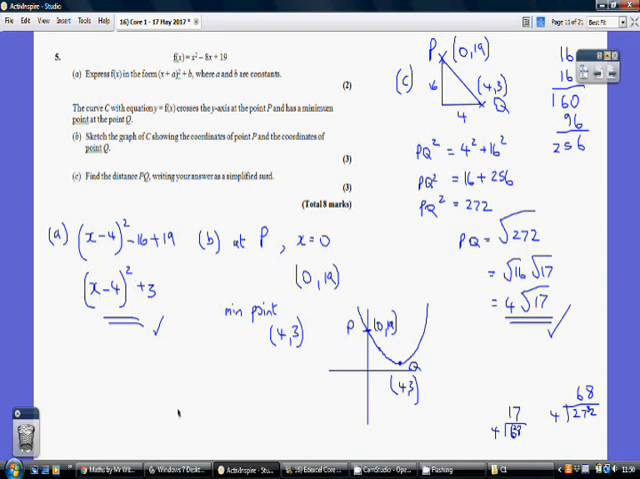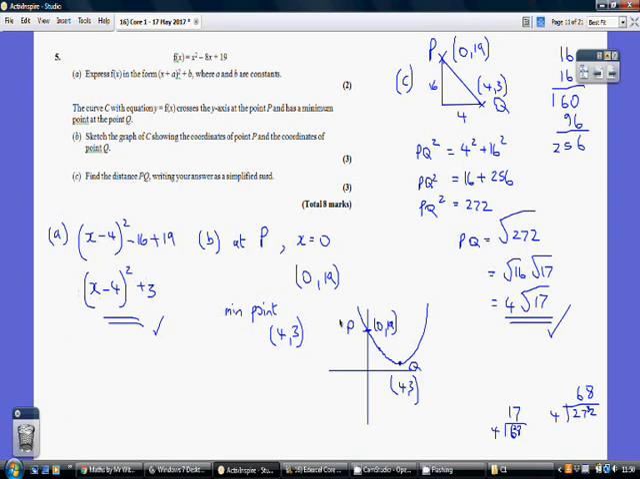X is 4. Now what y value does that give us? Well, that's going to give us 0 with our first term and plus 3. So it's going to give us a y value of 3. So our minimum point is 4, 3. In short, our minimum point is always going to have an x coordinate opposite to this number here. So not minus 4, plus 4, and a y coordinate of this term here, the plus 3.